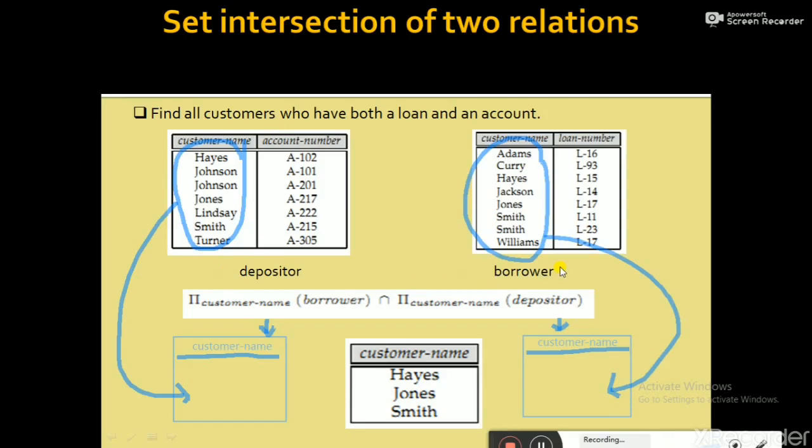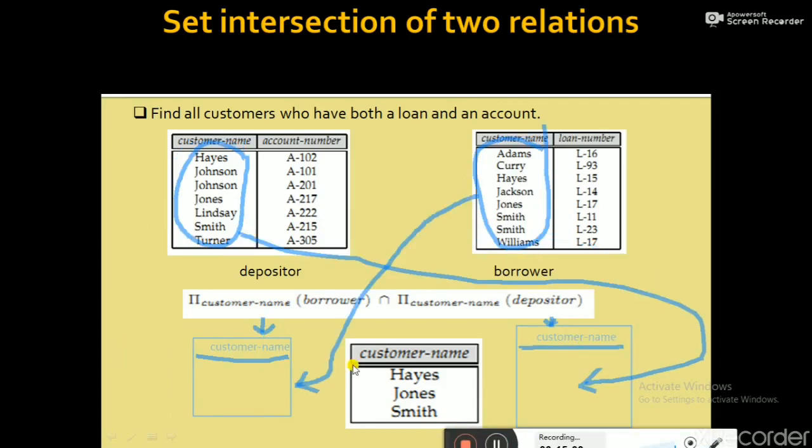So depositor and borrower are two given relations. We can get the customer names who have an account from depositor only, and we can get the customer names who have a loan from borrower only. So if we perform pi customer name borrower, that means a projection operation on borrower, it will generate a temporary relation which has a single attribute customer name, and it will contain all the customer names from the borrower relation.